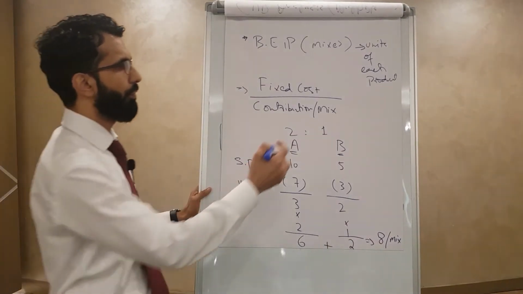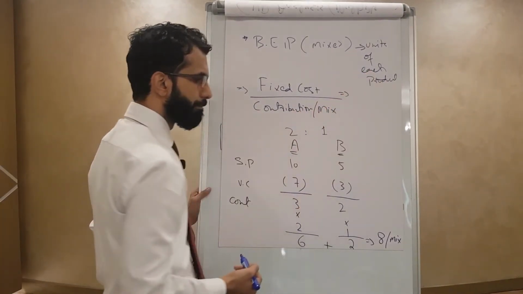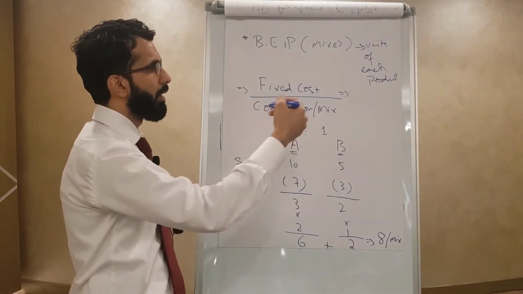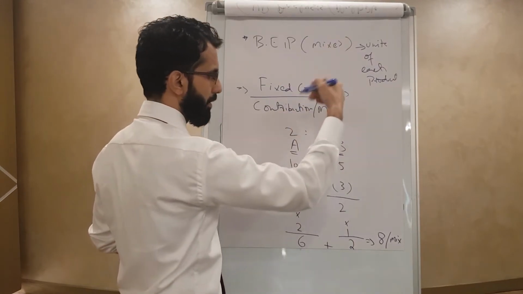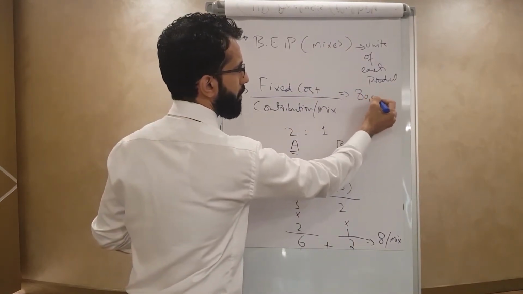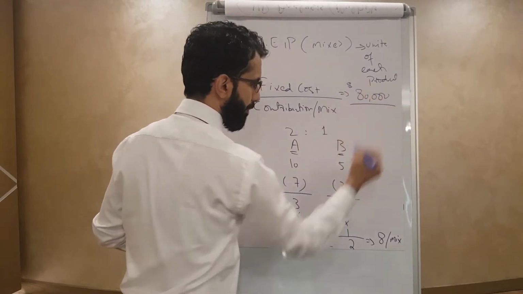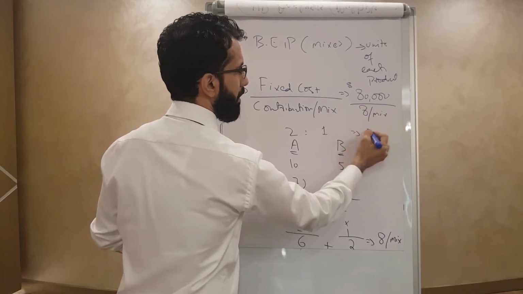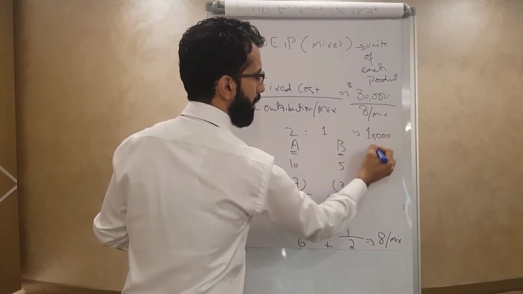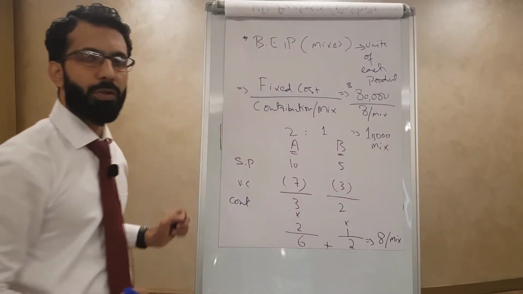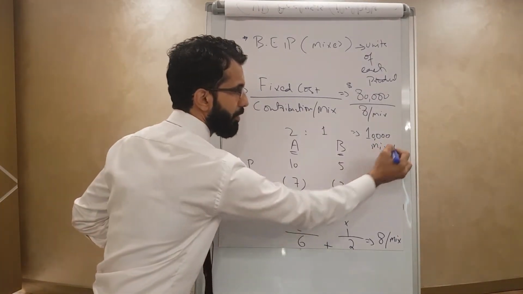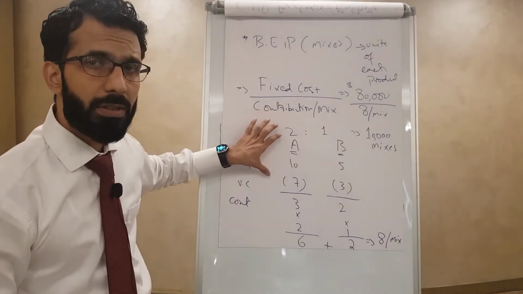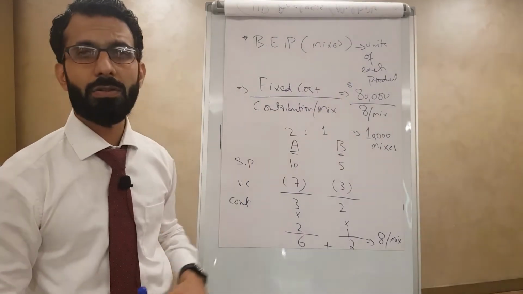So whatever total fixed cost you have, divided by 8, will give you the number of mixes that you need to sell. Let's assume our total fixed cost is 80,000 and we have a contribution per mix of $8. It means we need to produce and sell 10,000 mixes. 10,000 mixes means 20,000 units of product A and 10,000 units of product B.